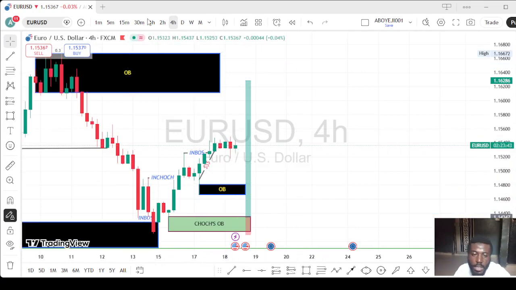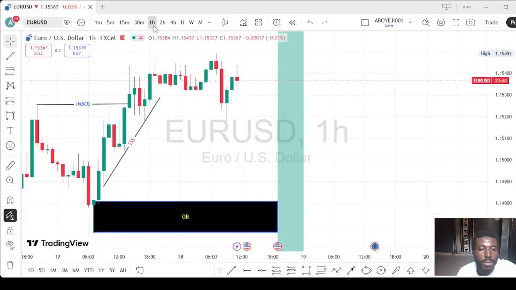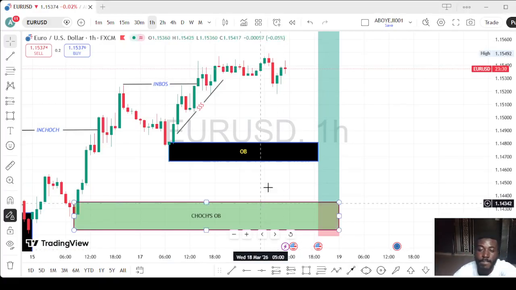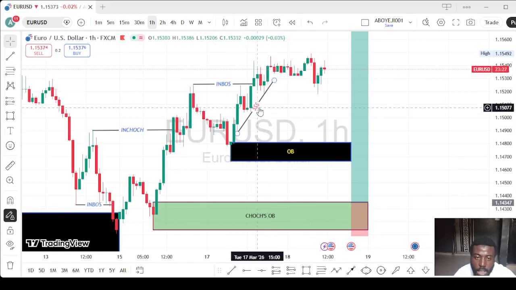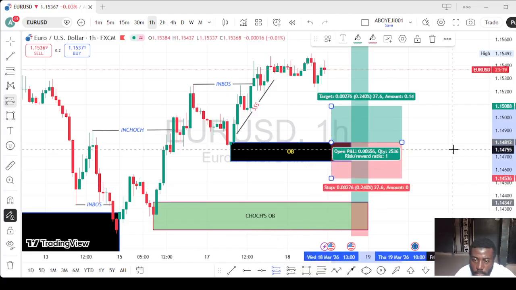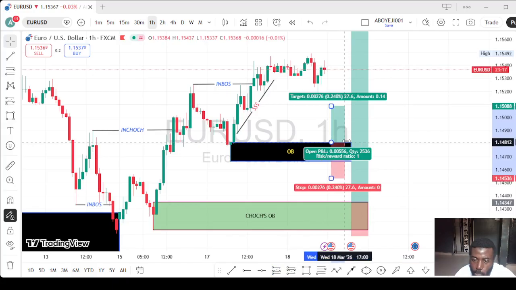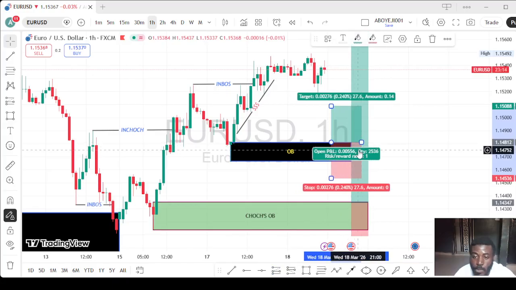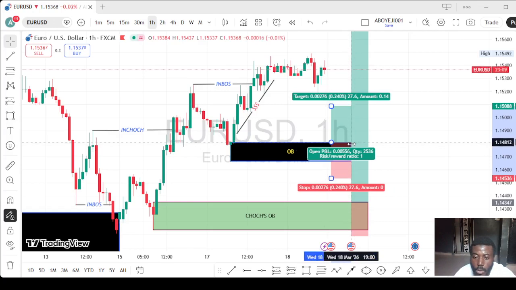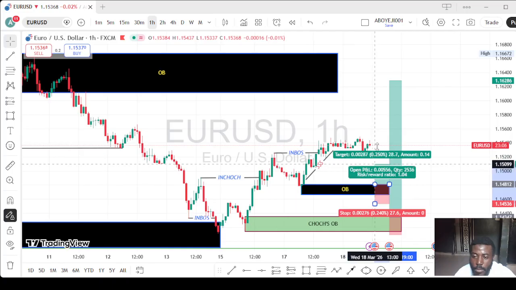This is what I'm saying. This is the liquidity trend line liquidity, and this is the order block. So I'm seeing a buy from here. So we are buying from here.